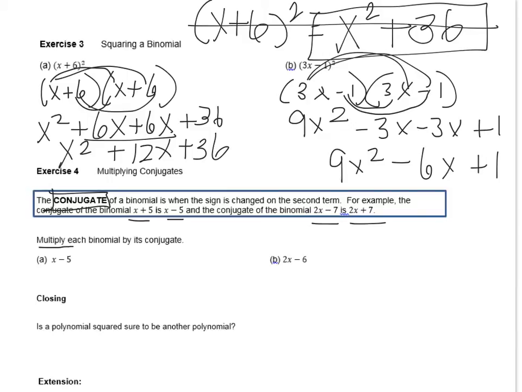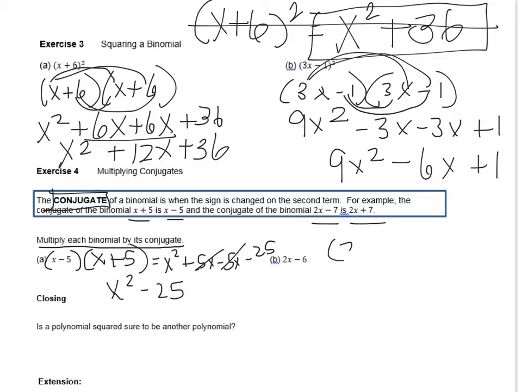So if you're asked to multiply each of these binomials by its conjugate, well, I'm given x minus 5, its conjugate would be x plus 5. Double distributing, you get x squared plus 5x minus 5x minus 25. Now look what happens when you combine like terms. 5x minus 5x is 0. So when you multiply a binomial by its conjugate, the middle terms will always disappear. We're left with just x squared minus 25.